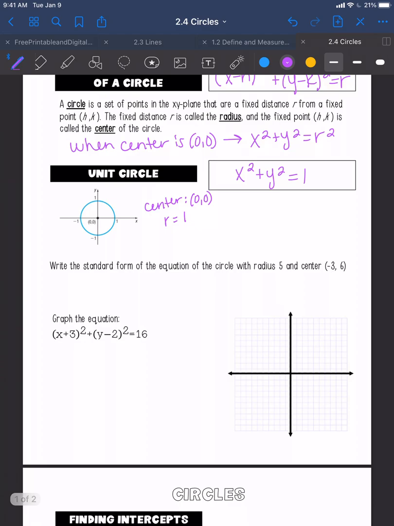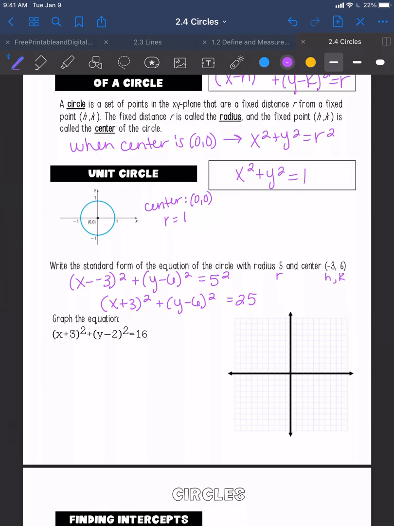So here in this example, we are going to write the standard form of the equation of the circle with radius 5 and center (negative 3, 6). So r is 5. This is our (h, k). So we're going to have x minus negative 3 quantity squared plus y minus 6 quantity squared equals 5 squared. To clean that up, we have x plus 3 quantity squared plus y minus 6 quantity squared equals 25. And that is your standard form, where we have our center (h, k) in there and our radius is squared.